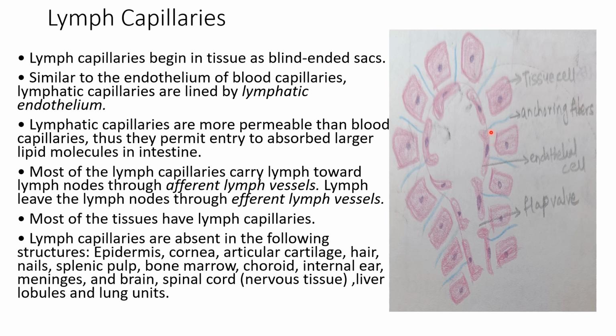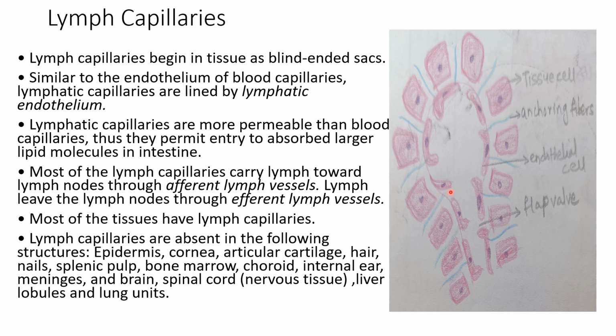Lymph capillaries begin as blind-ended sacs. So this is the lymph capillary. This entire structure is the lymph capillary, and these are the cells of the tissue in which the lymph capillary begins as a blind-ended sac, and these are the endothelial cells of the lymph capillaries. We can see that the endothelial cells of lymph capillaries are more permeable than the blood capillaries. They have larger spaces, so they will permit entry of larger lipid molecules.